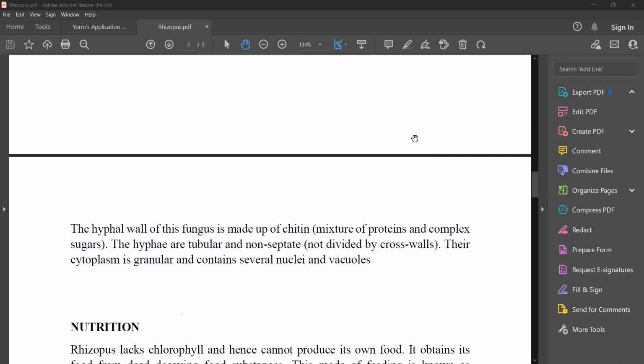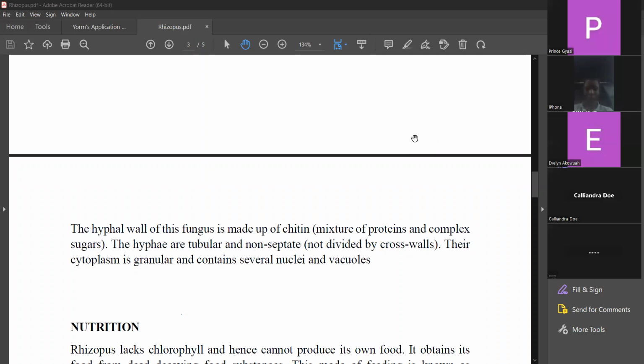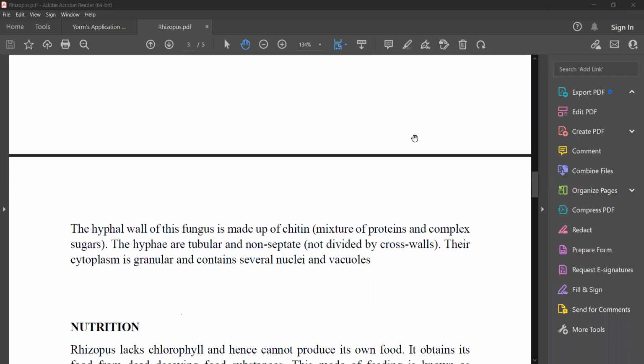Now the hyphae is tubular, meaning it has a tubing shape for conduction, and non-septate, meaning it is not divided by cross walls. Do you get it? So you can have one hyphae. There is no breakage, like how you can have certain stems with nodes in them. That doesn't happen with the hyphae. So it's tubular and non-septate, not divided by any cross walls. The cytoplasm is granular and contains cell-bound nuclei.